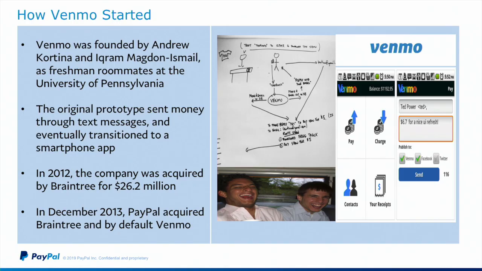So to start with Venmo history, I'm sure that many of the audience sitting in the room are Venmo users. It started from freshman roommates at UPenn who needed to send money to each other. It got a very primitive start with text messaging to send money to each other, but quickly changed into a very widely adopted smartphone app. In 2012, the company was acquired by Braintree, and later on, Braintree was acquired by PayPal. So Venmo right now is a PayPal service.